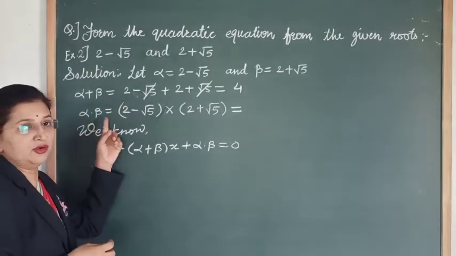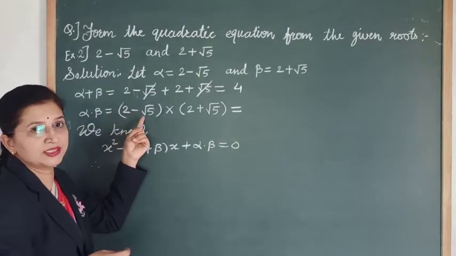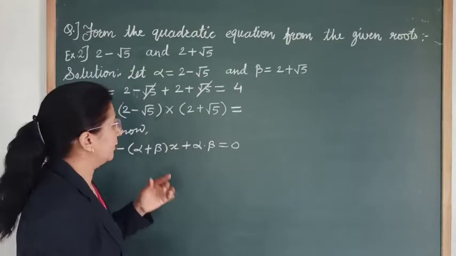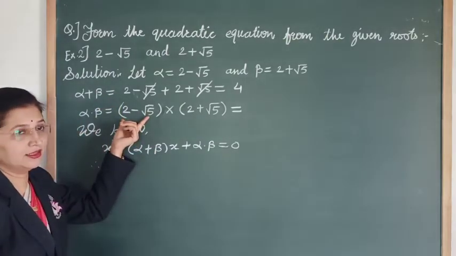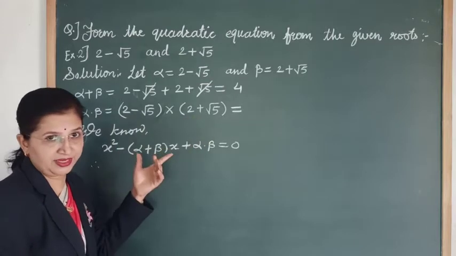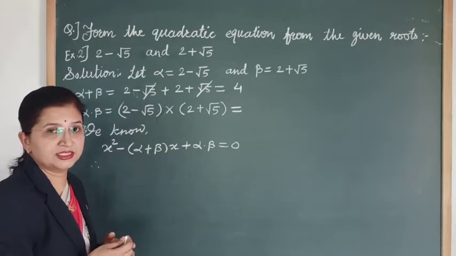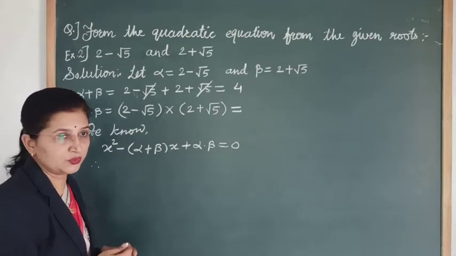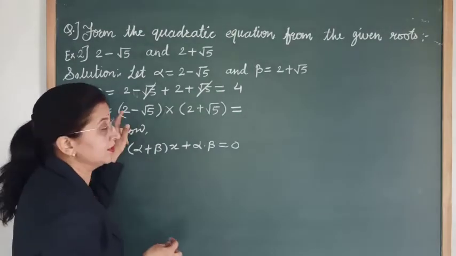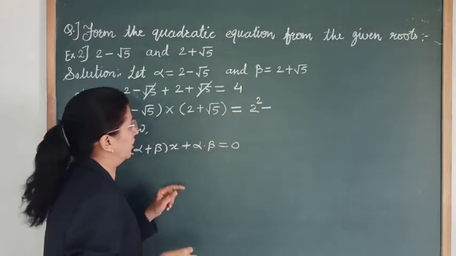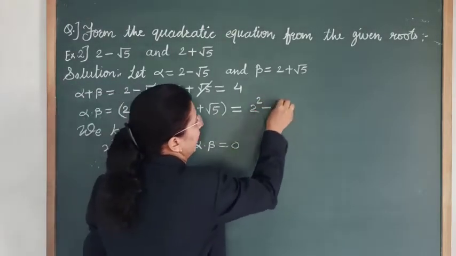Similarly here, alpha into beta, that is alpha 2 minus root 5 into beta 2 plus root 5. Now dear students, you can see here it is like a minus b into a plus b. Okay, a plus b into a minus b. So we know the formula, that is a square minus b square. So what is our a square? That is 2 square minus b square. What is our b? Root 5.